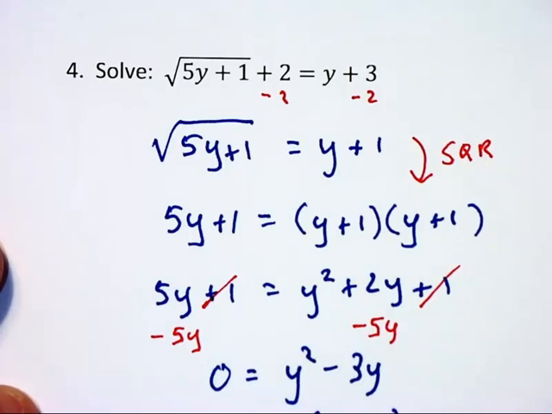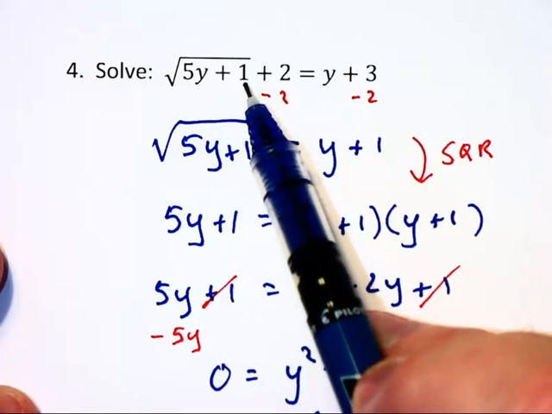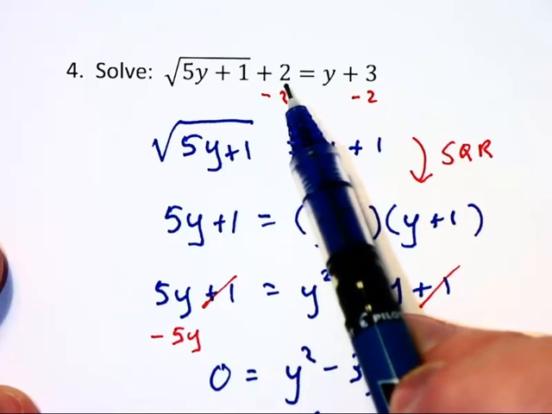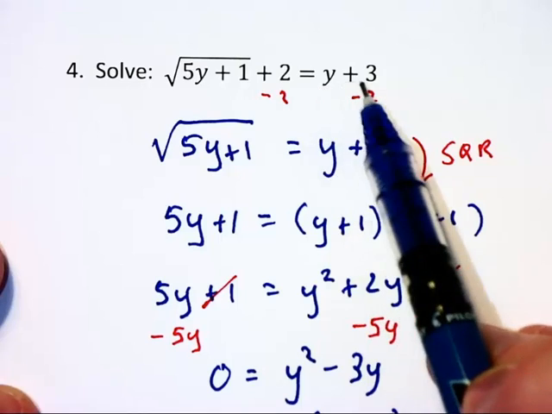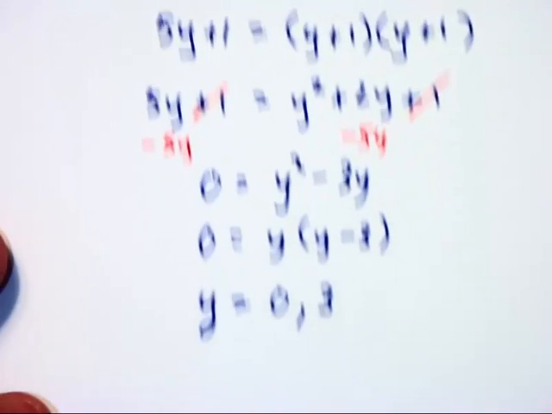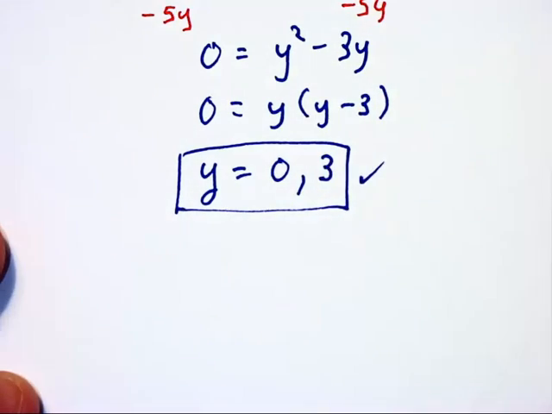Let's check the other solution of 3. 5 times 3 is 15, plus 1 is 16. That square roots to 4, plus 2 is 6. So 3 going in gives us 6 coming out. Now on the right, 3 plus 3 is 6, and so that checks also. And so both 0 and 3 together are the solution set.